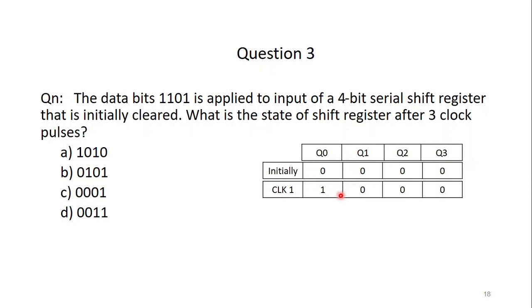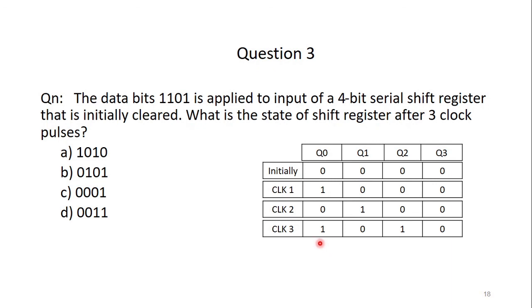For clock 2, the second bit comes, which is 0. So the bit is shifted to the right side and the new bit is stored here. So the value stored in the register is 0010. In the third clock pulse, the next new bit comes, which is 1, and is loaded into Q0, and the other two are shifted one position to the right. So the contents of the shift register is 0101.